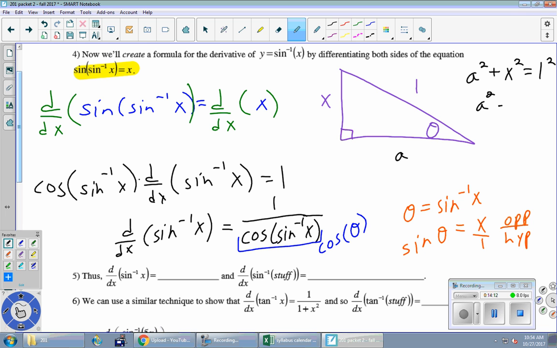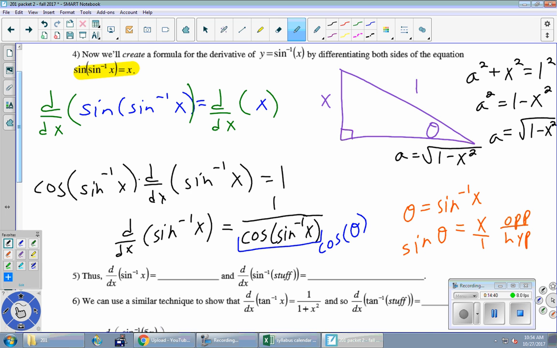So I'm trying to figure out what a is. So let's subtract x squared. And 1 squared is just 1. And so what is a? Square root 1 minus x squared. Agree? Hey, that's starting to sound like what you wrote on your quiz, right? Square root of 1 minus x squared was in your answer. Okay, so let's finish.